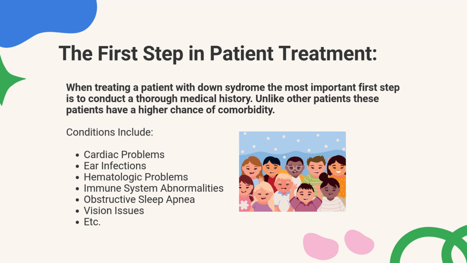The first step in treating these patients. When treating a patient with Down syndrome, the most important first step is to conduct a thorough medical history. Unlike other patients, these patients have a higher chance of comorbidity. Conditions include cardiac problems, ear infections, hematologic problems, immune system abnormalities, obstructive sleep apnea, vision issues, and others.